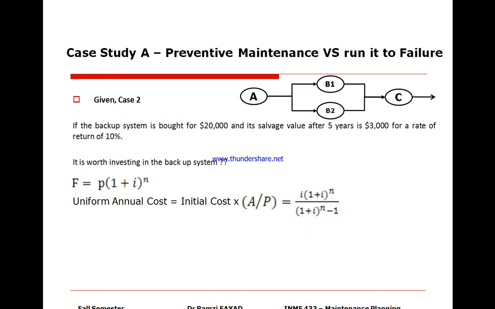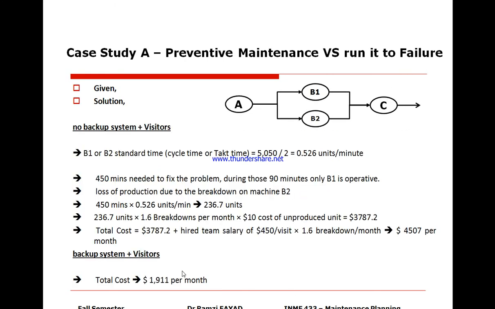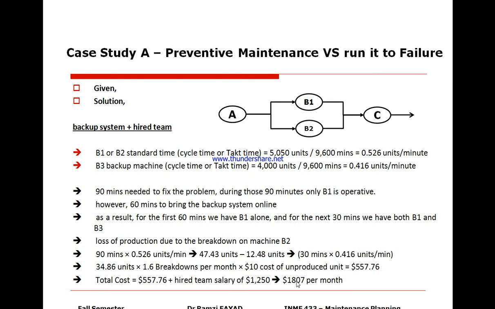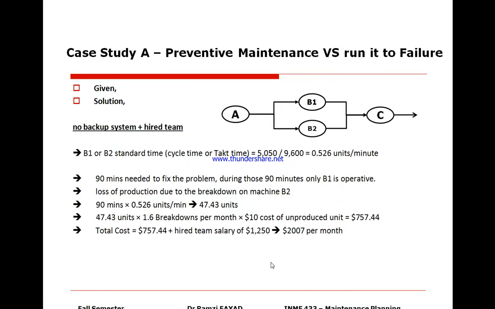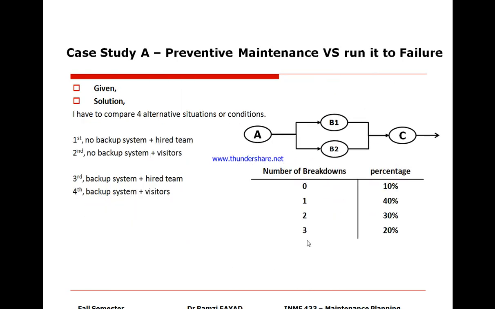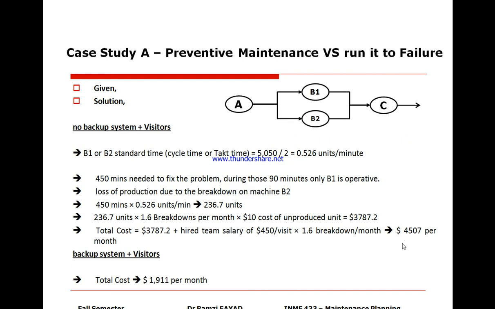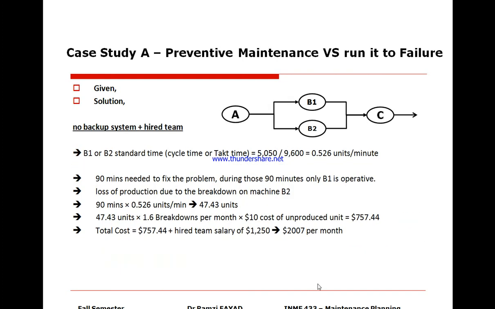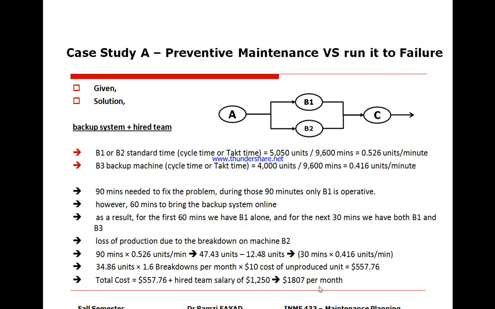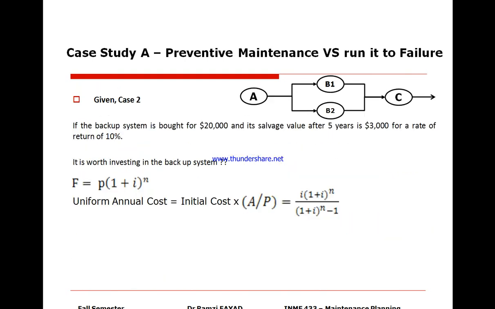So in order to compare those 4 values: 1,911, 1,800, 2,700, and 1,800, 4,500, and 1,000. This one is by far the best, to hire a team and benefit from the backup system. Because in this case, I need to remind you, the backup system, we have it, we paid for it. So we don't have to do it twice.